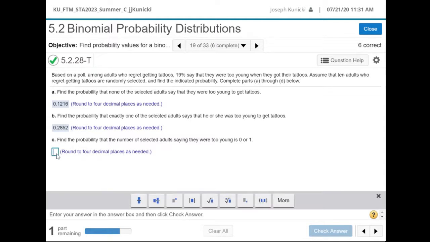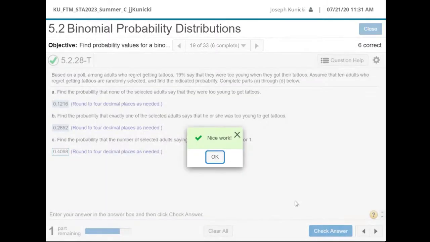So for me it's 0.4068. Check answer. See, I just added them together because it's 0 or 1. Okay, that sounds simple enough. All right, I'm going to say okay.